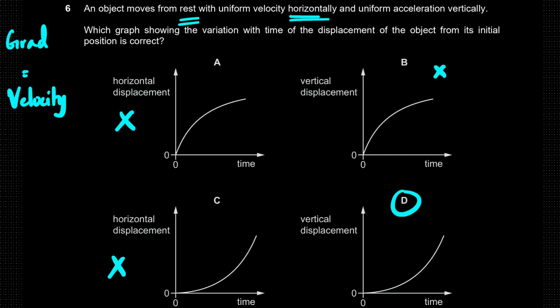Also, because this is uniform acceleration, this means that velocity is increasing, hence the gradient should increase and it should be getting steeper. So basically there were 3 points to consider, but we reached our answer using just the 2 points that were given in this question.